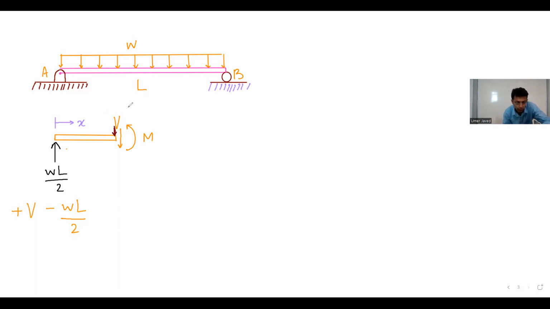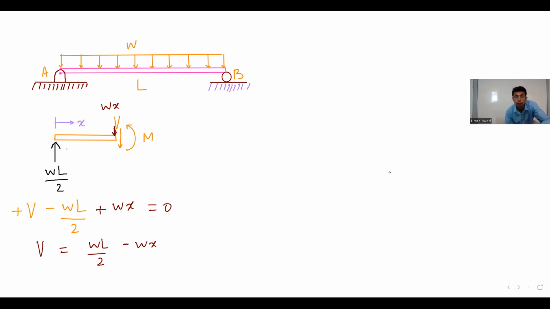This is WX. So downward is positive, so I will write plus WX equal to 0, and I will be having V equal to WL by 2 minus WX.